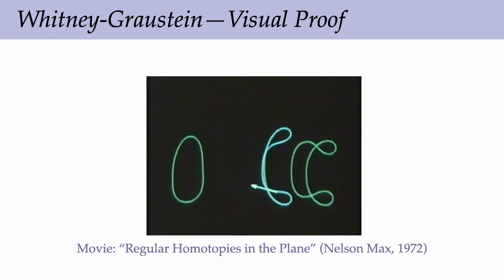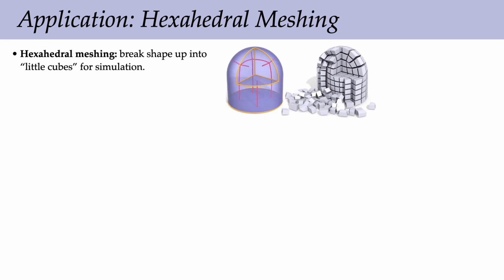Why is this Whitney-Graustein theorem interesting or helpful? Well, one reason is that it allows us to put things into a canonical configuration where analysis becomes easier. Okay? So one really cool example of this is an important theorem about hexahedral meshing. So hexahedral meshing is the problem of breaking up some three-dimensional volumetric shape into little cubes for simulation. Now, I should say these are not exact perfect geometric cubes, but rather topological cubes. They have 8 vertices, they have 6 faces, they're connected up in the usual way.